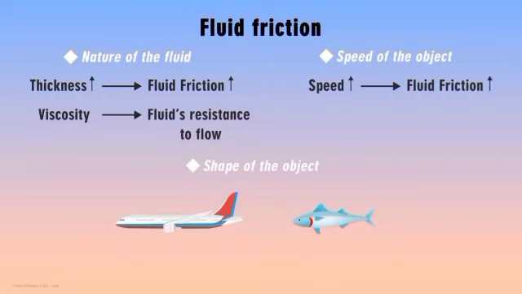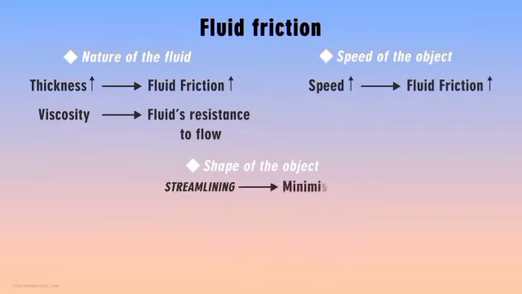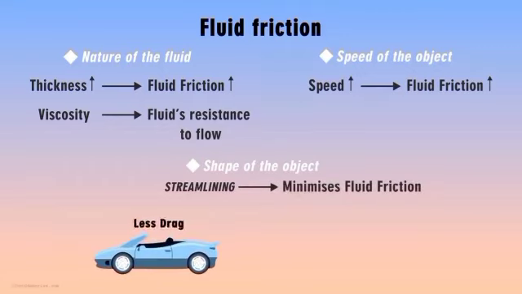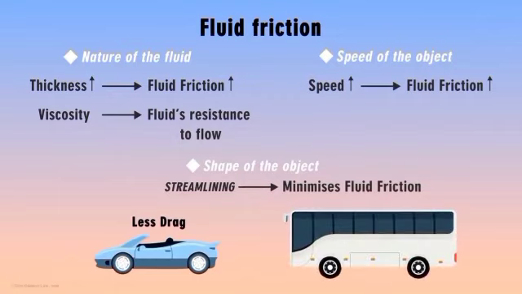This process of giving an object a particular shape to decrease the fluid friction is known as streamlining. Streamlining the object can greatly reduce the resistance offered by fluids. A car faces less friction from air as it has a streamlined shape. A bus, on the other hand, will face more resistance as it doesn't have a streamlined shape. So, these were the different factors on which fluid friction depends: nature of the fluid, speed of the object, and the shape of the object.